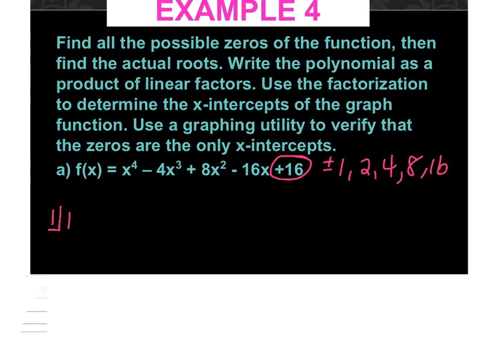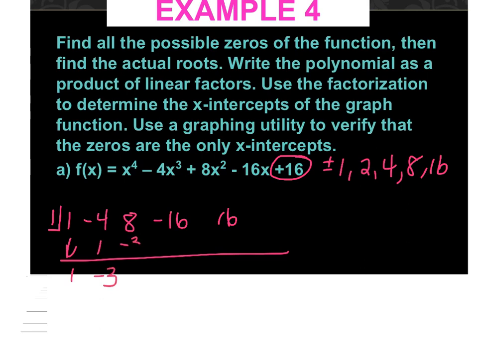So I have 1, negative 4, 8, negative 16, positive 16. Quickly, 1 times 1, 1. Negative 4 and 1, negative 3. 8 and negative 3, 5. Negative 16 and 5, negative 11. Negative 11 and 1, the remainder is negative 11. Is this a factor? No. Okay, let's try negative 1.